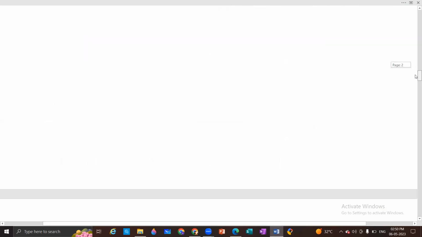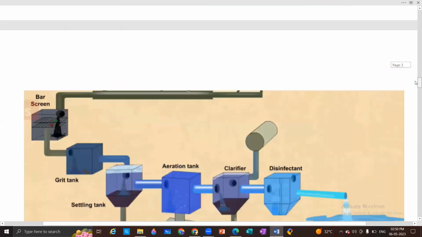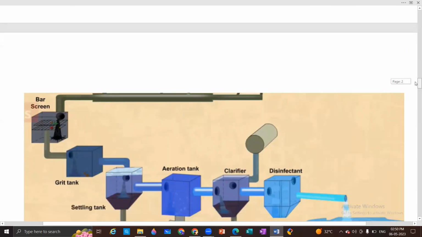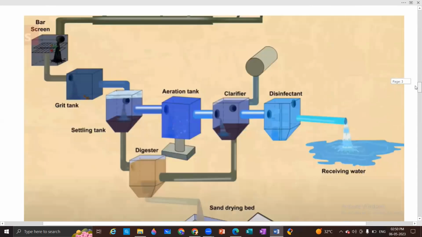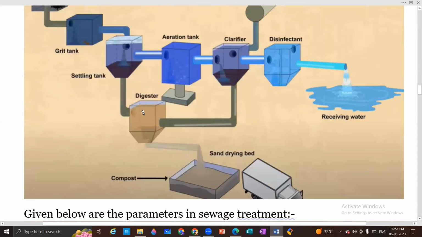To illustrate sewage treatment, here is a diagram. So first it goes through a screen, and then in this chamber we see that the waste is settling down. So the waste is sent to a biodigester. After the energy is obtained from the waste, the remaining waste is sent to a sand drying bed where it is used as compost.